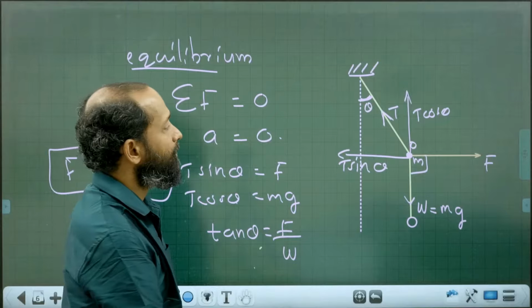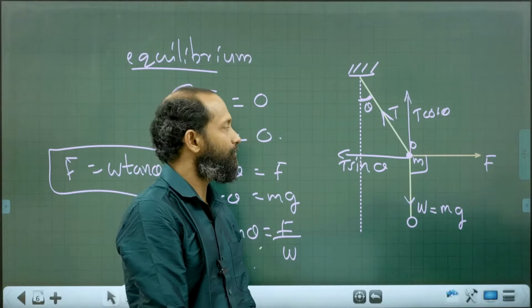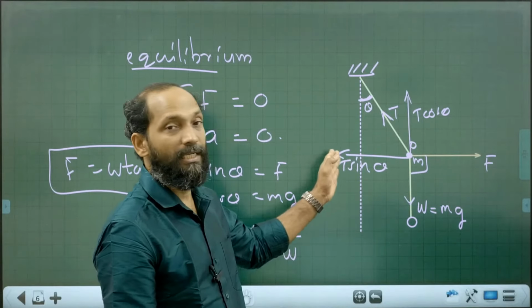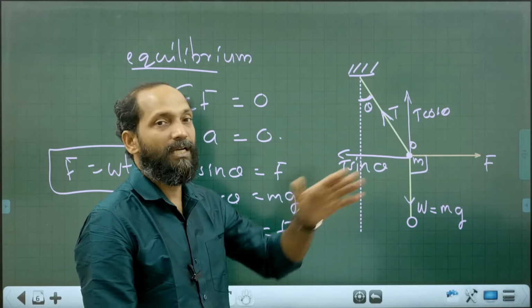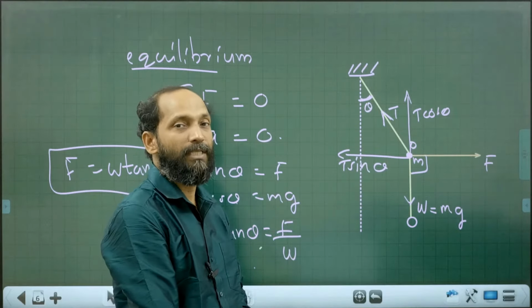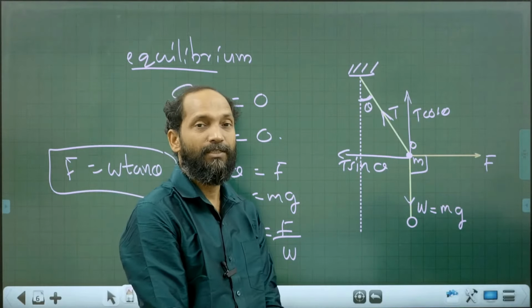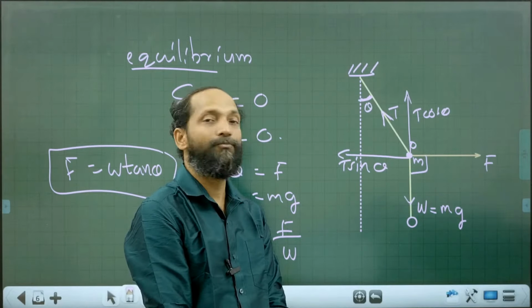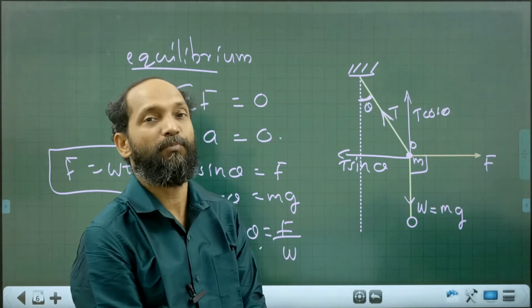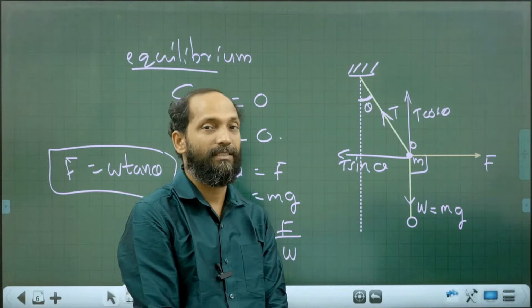So the minimum horizontal force required for pulling that string up to an angle theta is F equals w tan theta. Even then, the minimum horizontal force is w tan theta. You can also prove the minimum force is not w tan theta. It is much lesser than that. That is w sin theta.